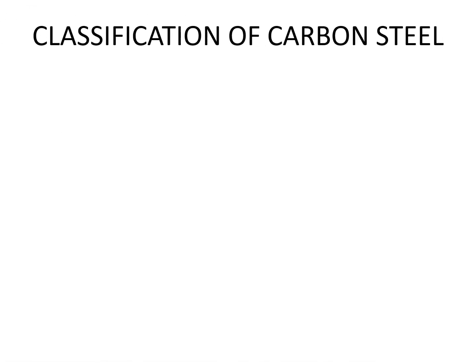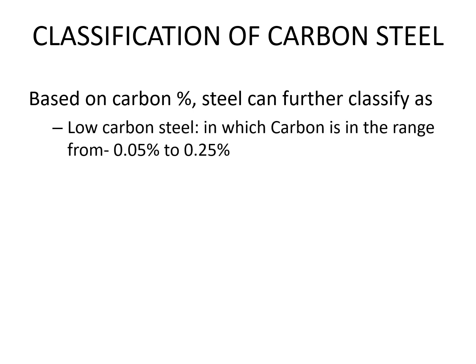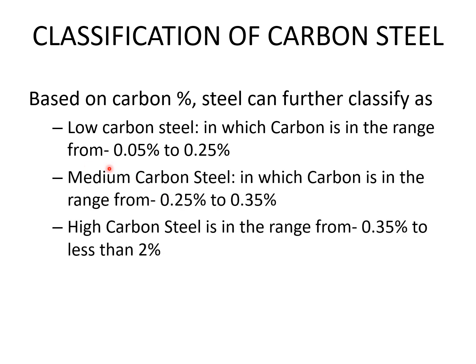Let's discuss further the classification of carbon steel. Carbon steel is the most commonly used material in the piping industry. It is further classified as low carbon steel, medium carbon steel, and high carbon steel. If the carbon content inside the material is from 0.05% to 0.25%, we call it low carbon steel. If the carbon percent is from 0.25 to 0.35%, we call it medium carbon steel. And if it exceeds 0.35%, we call it high carbon steel.